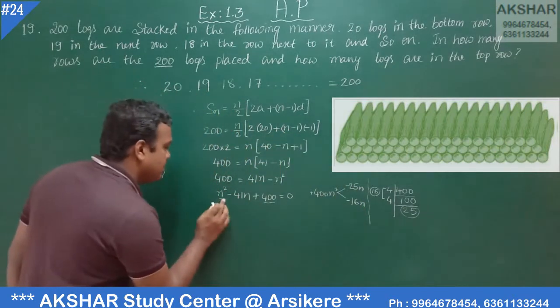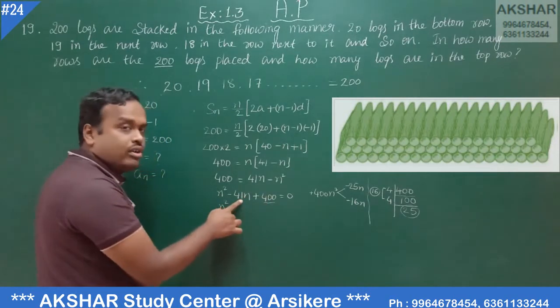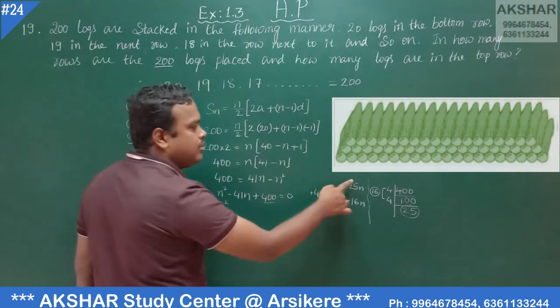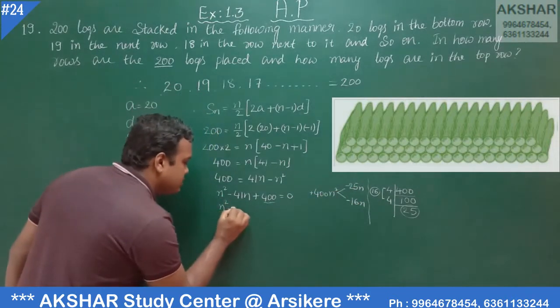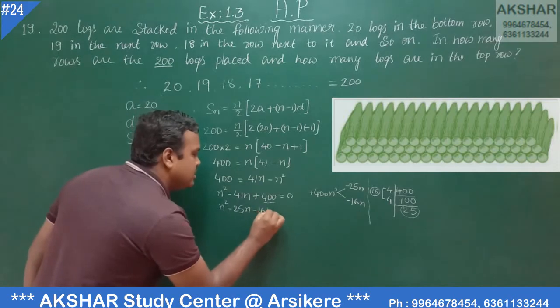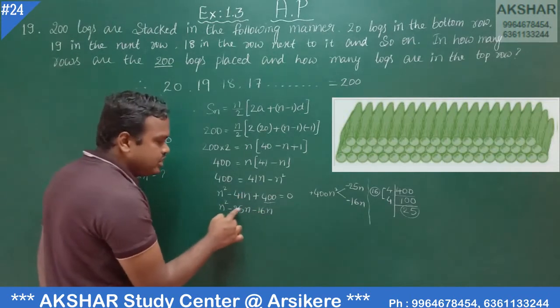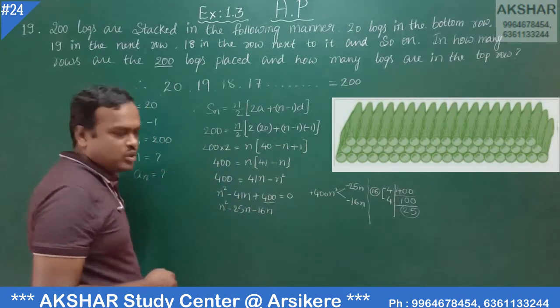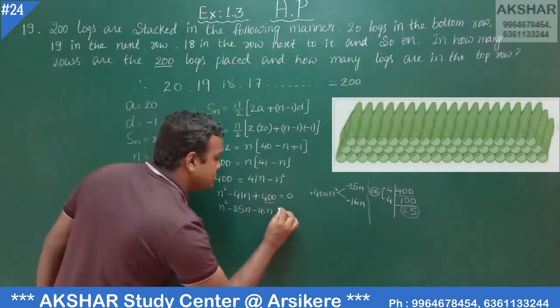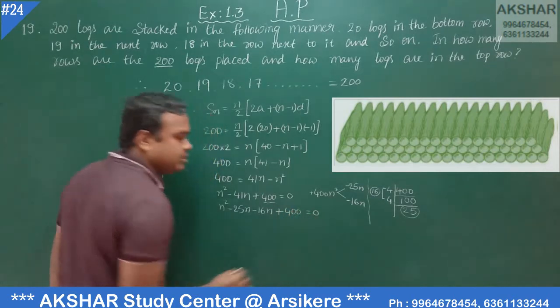Clear? Next. Therefore, that is n square. Instead of minus 41n, I am going to write these two terms. That is minus 25n minus 16n. Instead of this, I am going to write these two. Check. Minus 25 minus 16, minus 41n. Okay. And the remaining term is plus 400 which is equal to 0.